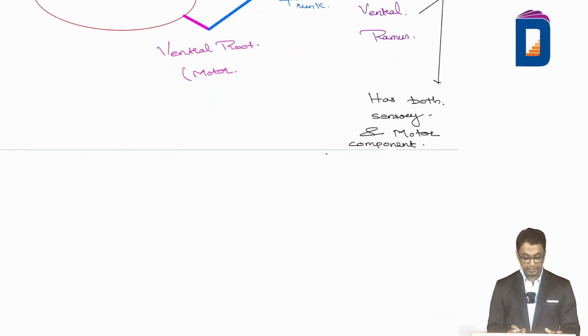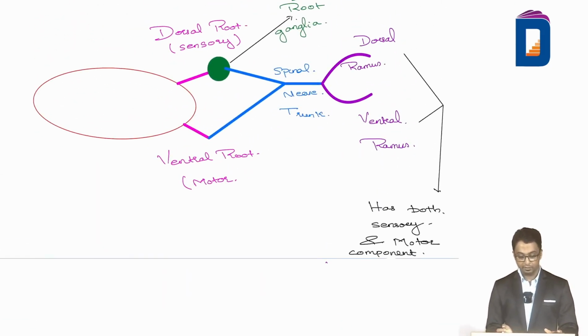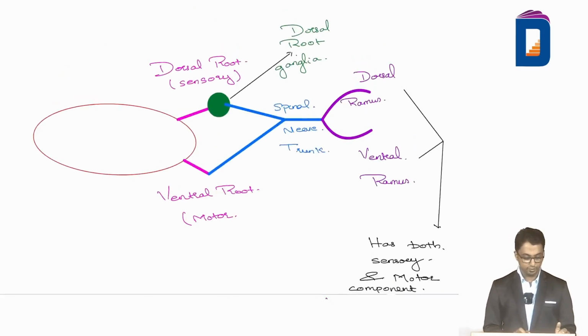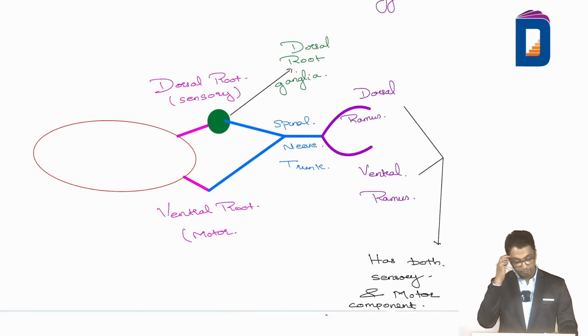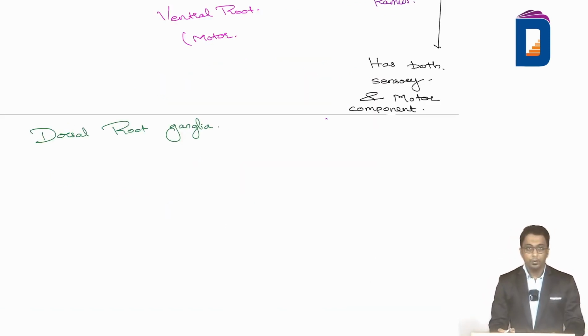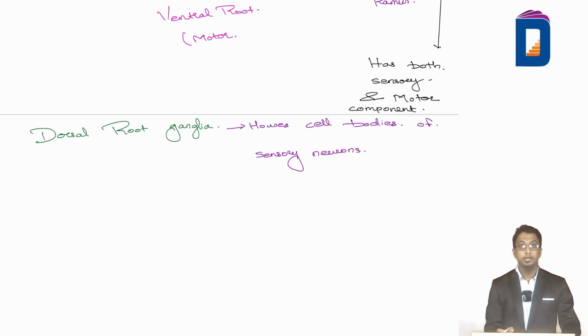As I've told you, dorsal ramus and ventral ramus have both sensory and motor components, whereas the horns have either sensory or motor. Dorsal roots again are sensory or motor. When it comes to the ramus, it contains both sensory and motor. Now, as I've told you, dorsal root ganglia is sensory, the cell bodies of sensory neurons.